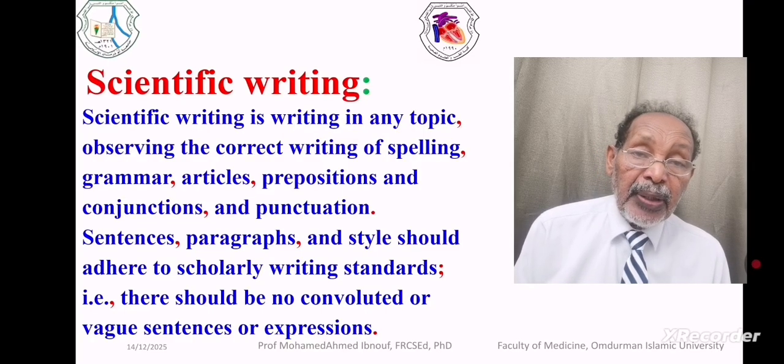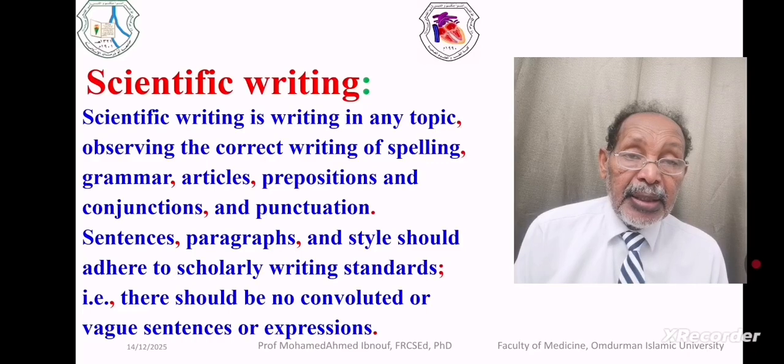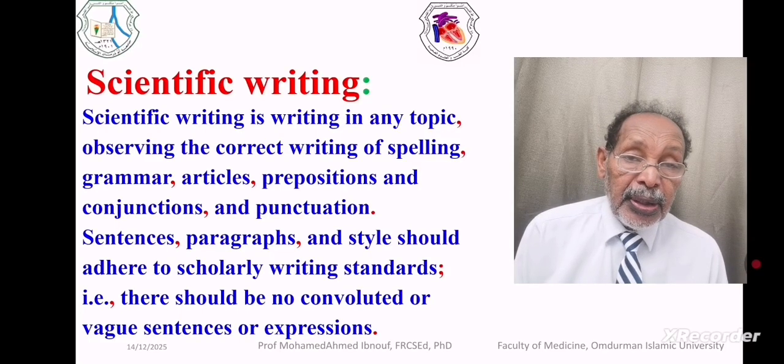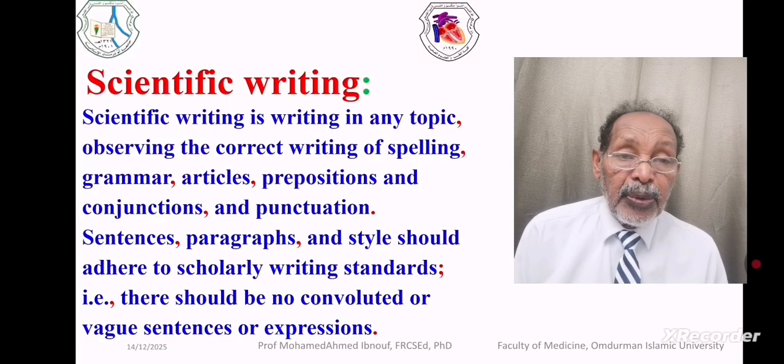If we look at the paragraph again, you will see after the site title we have used a colon, the two dots over each one over the other. And then we use commas to separate between items. Lots of items here: spelling, grammar, articles, prepositions and conjunctions, and punctuation. We put "and" before the last item, and we end the sentence with a dot.